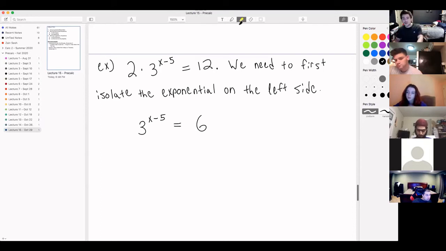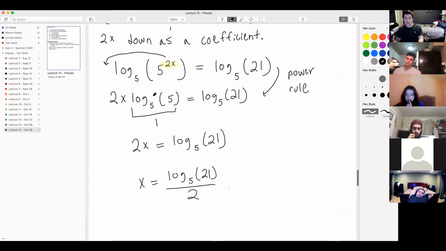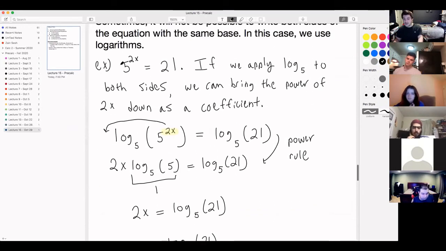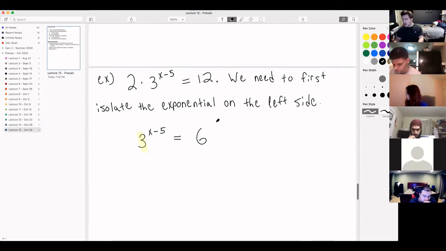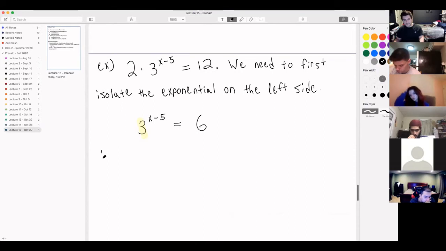Now you need to look at the base of the exponential that has the variable in the exponent, and you take log base of that base. So here, really what I'm trying to say is we need to take log base 3 of both sides, because that's the base of the exponential. So remember up here, we took log base 5, because the base was 5. Now let's do 3, because that's the base. So let me write that. So now take log base 3 of both sides.